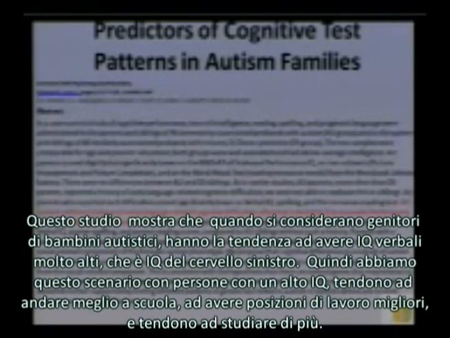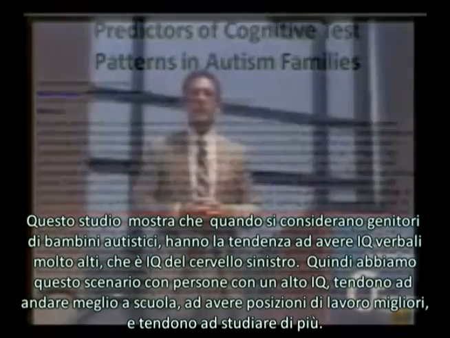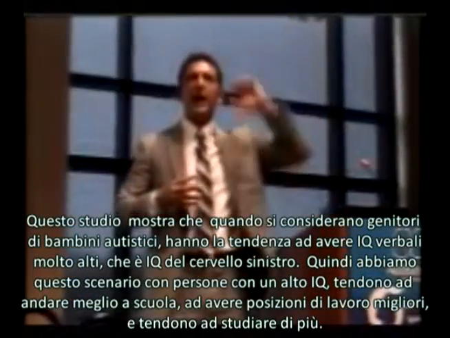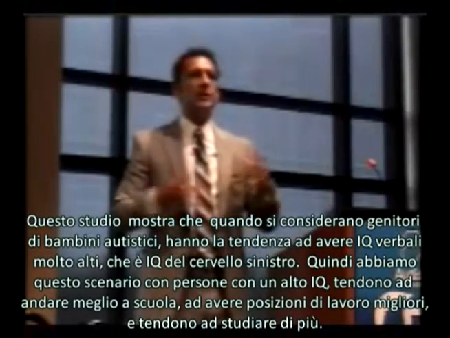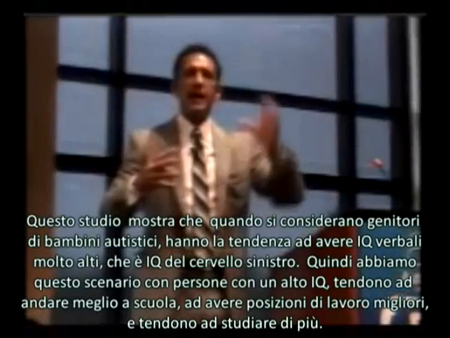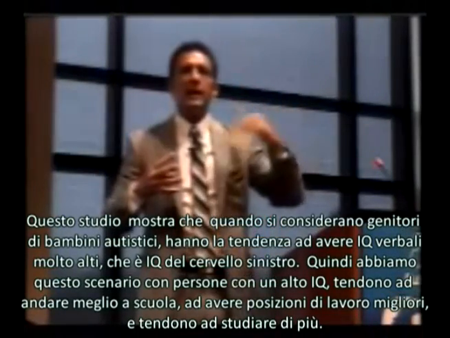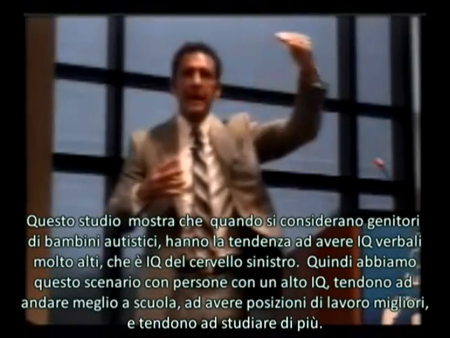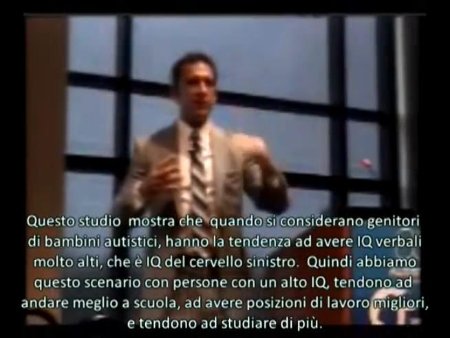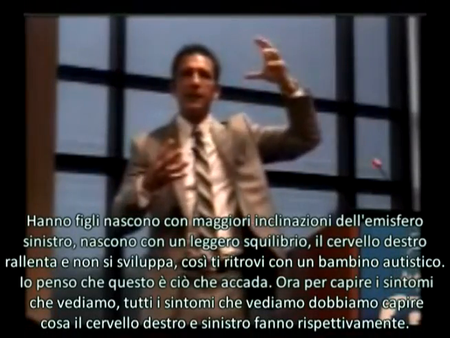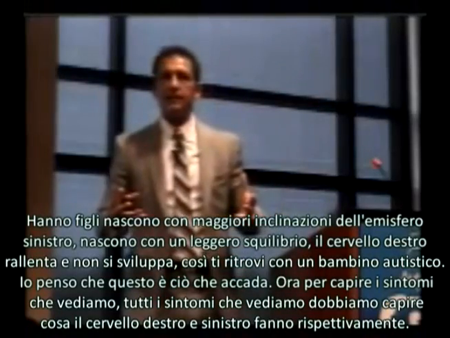This is a study showing that parents of children with autism have a tendency to have a higher verbal IQ, which is their left hemisphere IQ level. So you get people that come together that have higher IQ, they tend to do better in school, get better jobs, and go for more education. They have children with more left brain skills, born with a little bit of an imbalance, and then their right brain is not developing, and now you get autism. This is what I believe is actually happening.